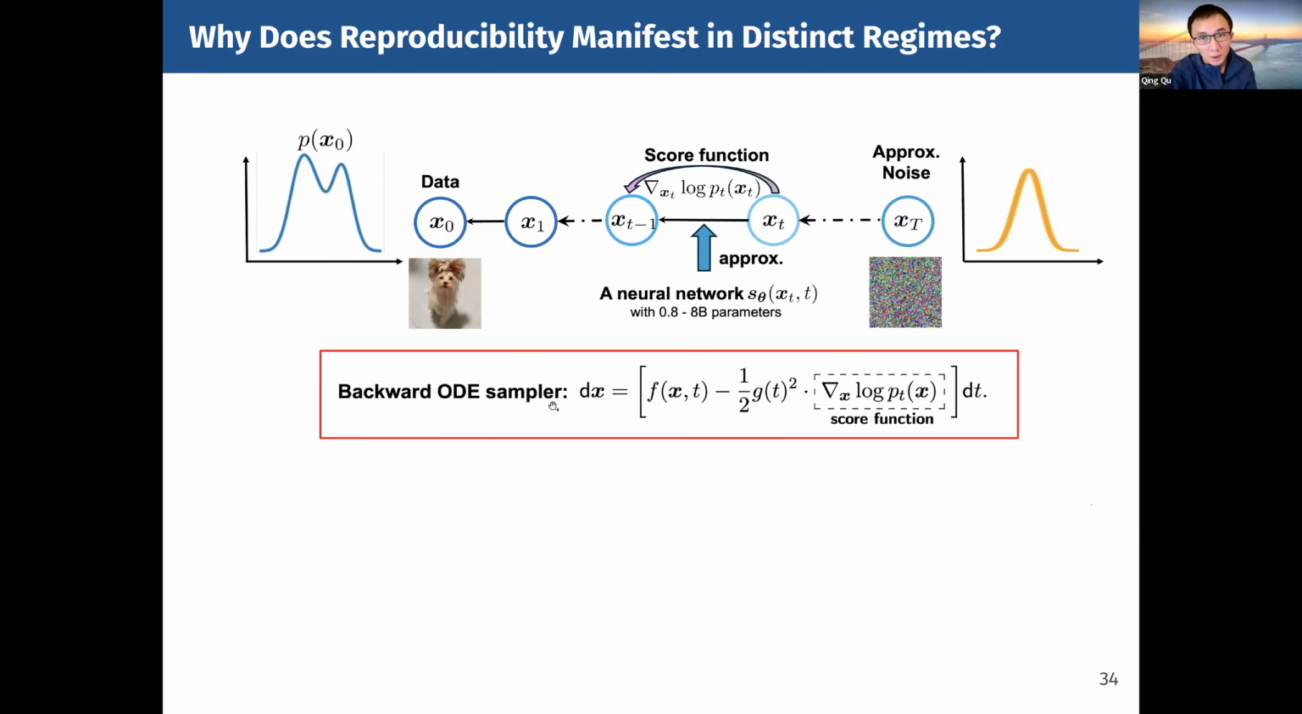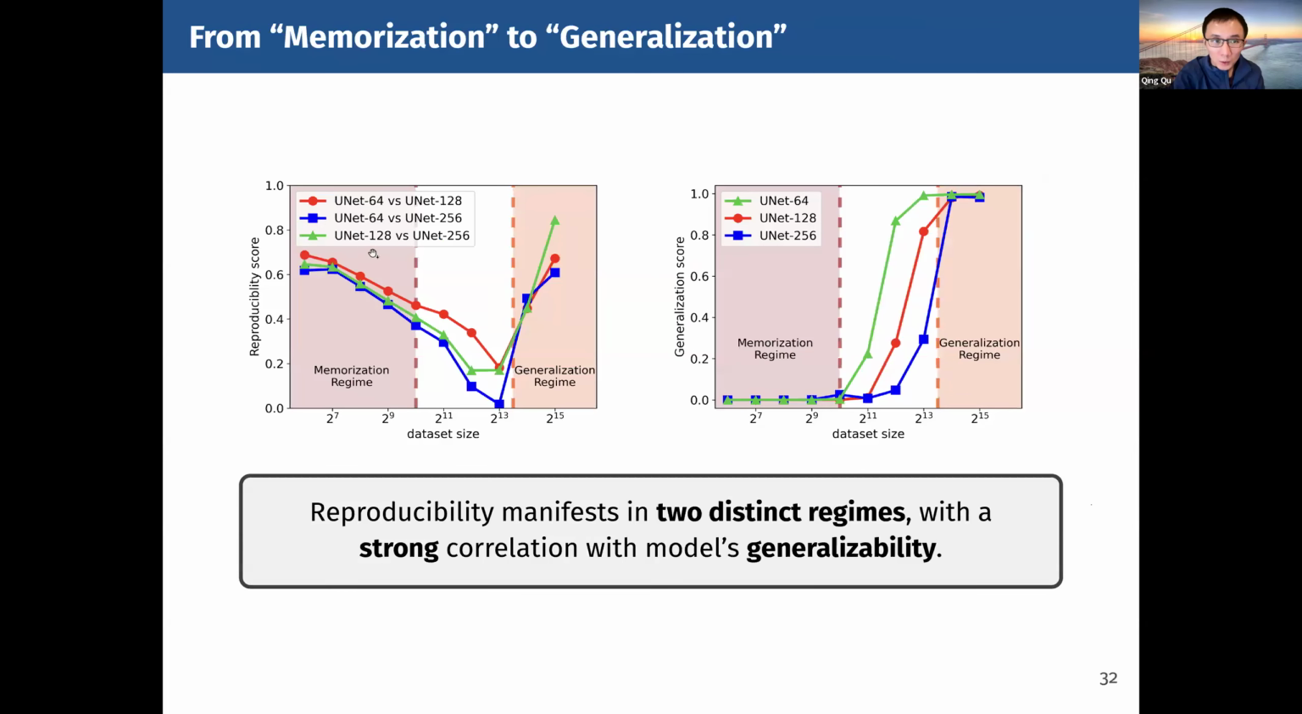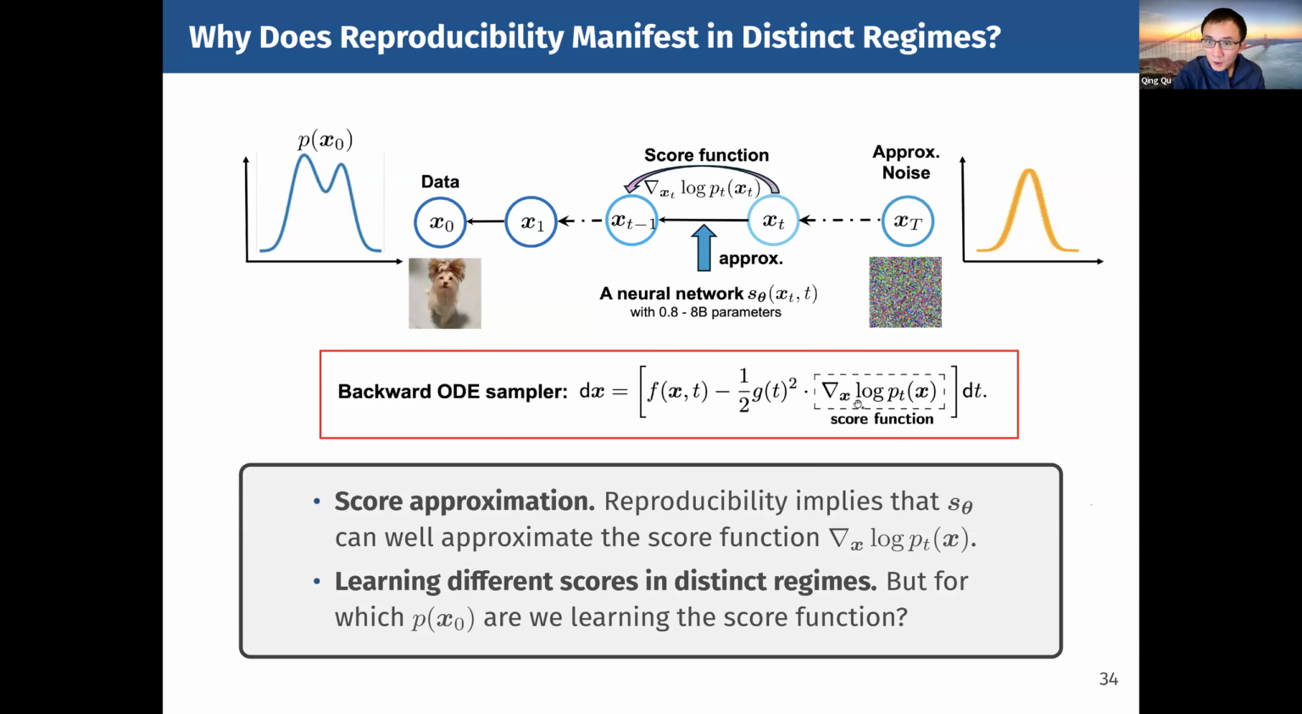If you look back at the backward ODE sampler of your diffusion models, the reproducibility basically says that your diffusion models are able to learn the same score function, right? If they are learning the same score function, starting from the same noise, this is a sufficient condition that they're going to generate the same image. However, we know that the model has a very strong score approximation ability. But why are the diffusion models reproducing in different regimes? And the answer, or what I believe, is that the model reproducing in two different regimes is because they are learning different score functions, or in other words, they are learning different distributions.